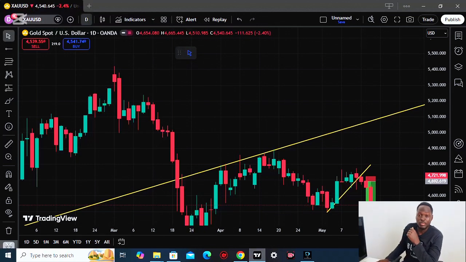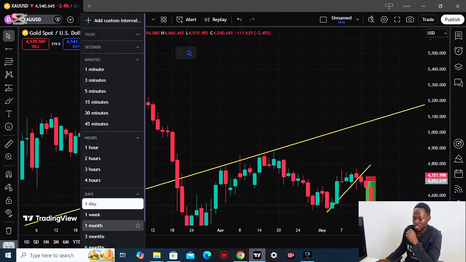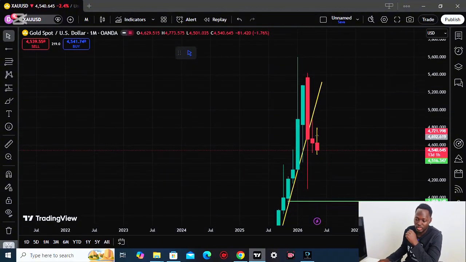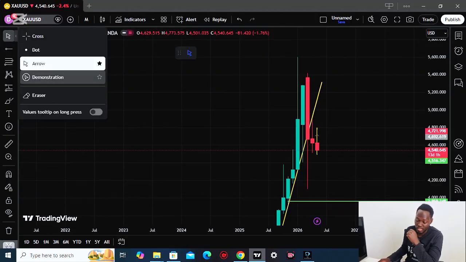So guys, come with me into my screen, and I'll show you what we are going to be looking at, starting from the higher time frames. So I'm going to be starting on the monthly time frame.